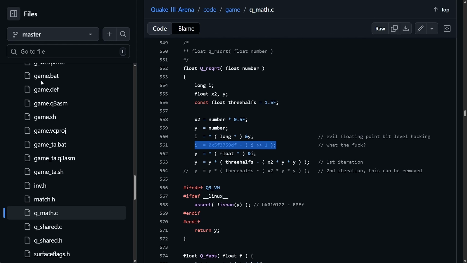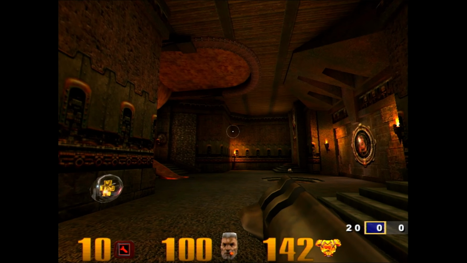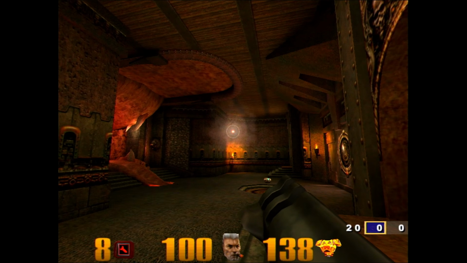This single line of code was responsible for the lighting that made Quake 3 a masterpiece. But not many seem to know exactly why it worked or where it came from. So why does this piece of code even exist? Well, in the 1990s, even in the late ones, 3D lighting was extremely hard to compute.